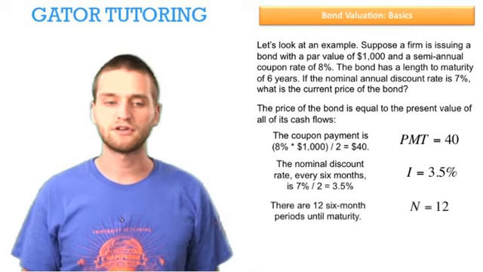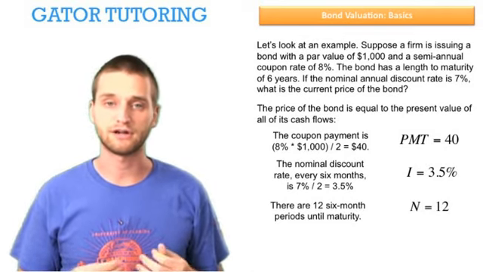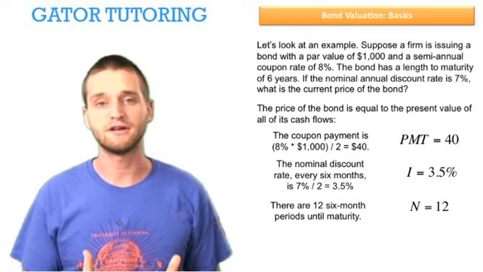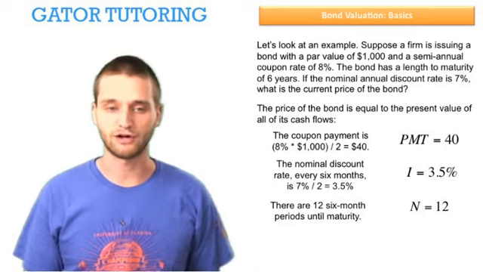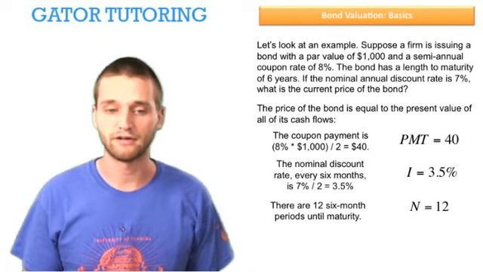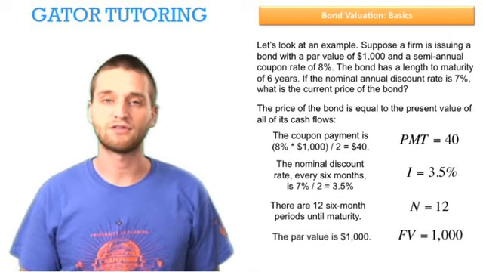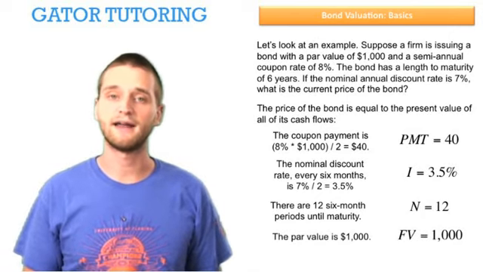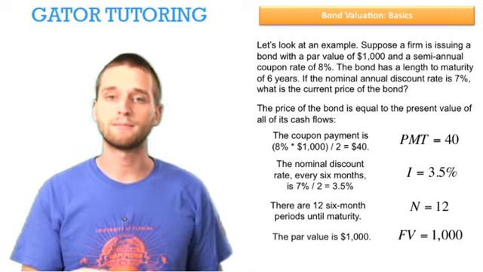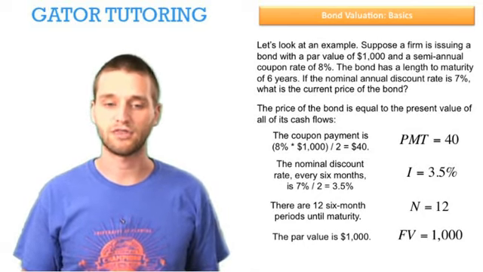So there are 12 6-month periods until maturity, and again the periods are 6 months, so we have to treat all of the periods and all of our time value of money functions as 6 months. So for n, it's a 6-year bond with 12 6-month periods, so we enter in 12 for the function n. The par value of the bond is $1,000, so 6 years from now, the firm will be paying us, the bondholders, $1,000. So the future value of the bond is $1,000.